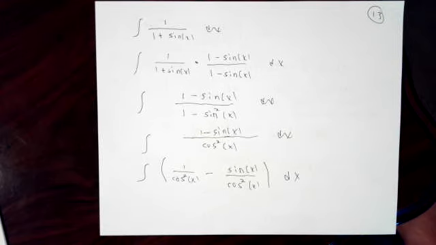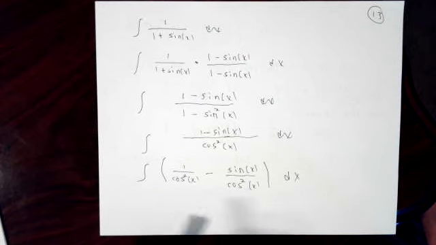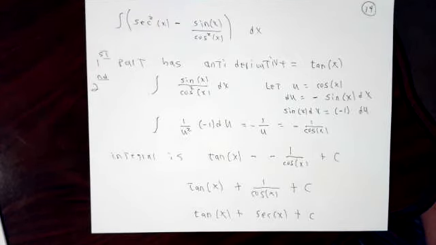Now, at this stage, it might not look like we're making any progress, but we are. Take this fraction and split it up into 2 separate fractions. The reciprocal of the cosine is the secant. So 1 over cosine squared x is secant squared of x, and that's going to be good news for us. So I need to integrate secant squared x minus sine x over cosine squared x. The first part is easy. Antiderivative of secant squared is tangent.